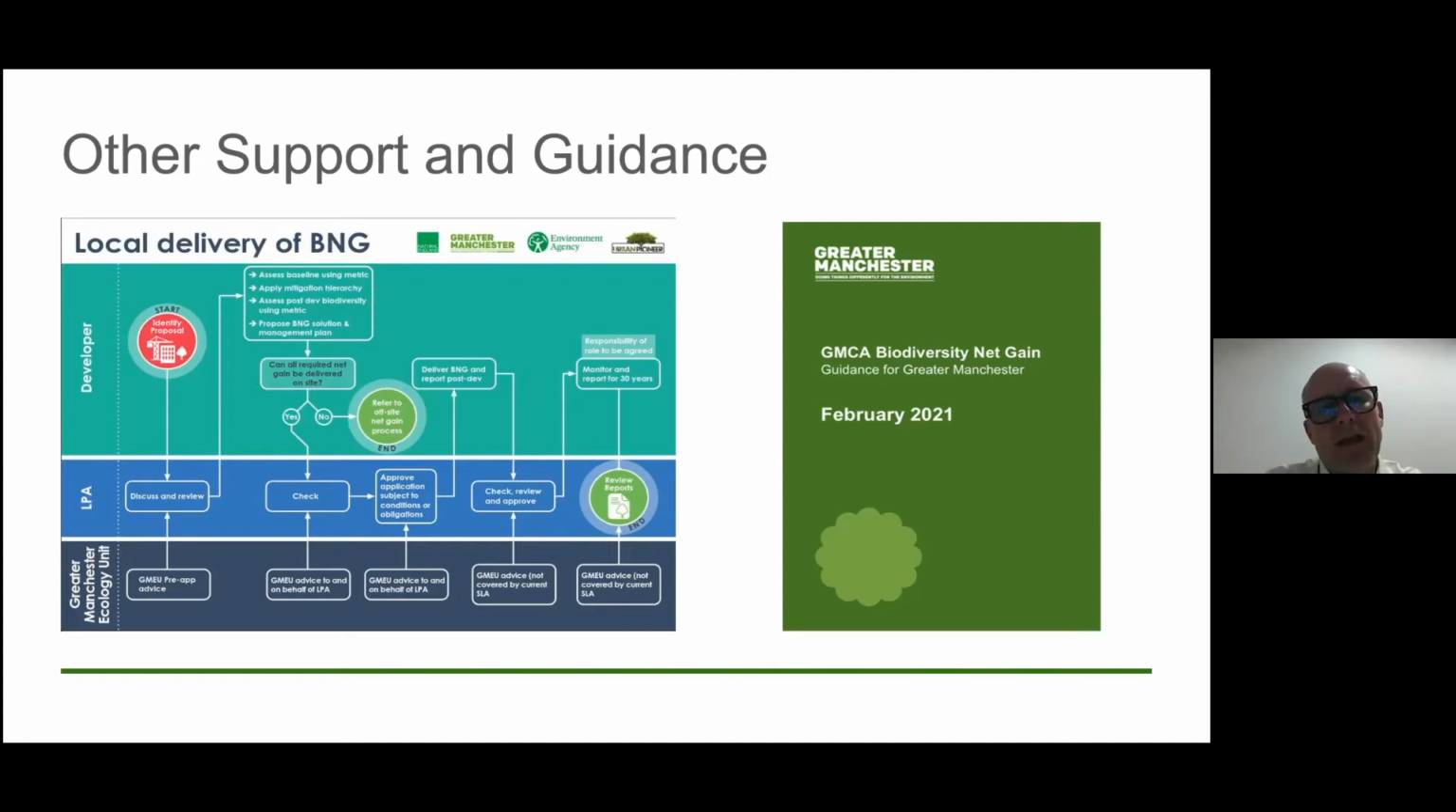So we've been looking at developing guidance for local authorities as to how they should be looking at planning applications and what kind of discussions they should be having with local developers in terms of applying biodiversity net gain, and clarifying the requirements at a national level in terms of what this means locally on the ground. And to do that, we've also been producing flow diagrams here.